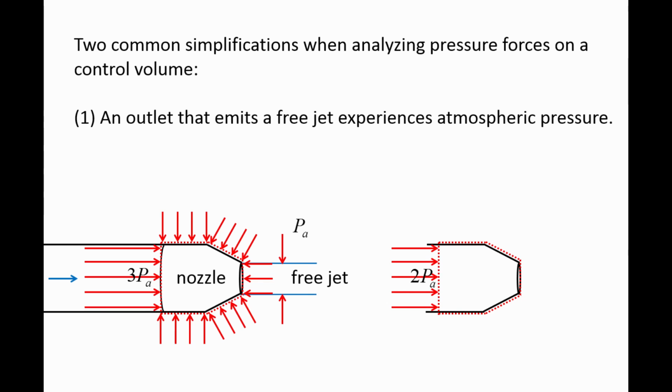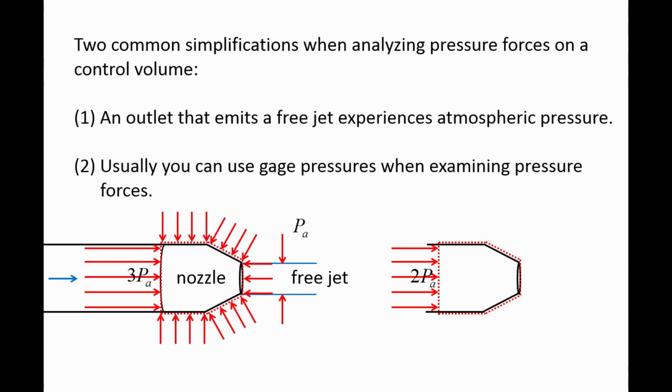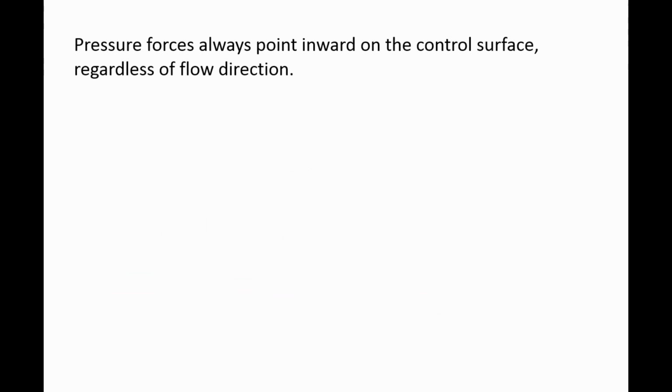We would obtain the same picture if we had examined the gauge pressure forces on the control volume. So the second approximation is that you can usually use the gauge pressures when examining pressure forces on a control volume because atmospheric pressures cancel out in all directions. It is important to remember that pressure forces always point inward on the control surface, regardless of flow direction.